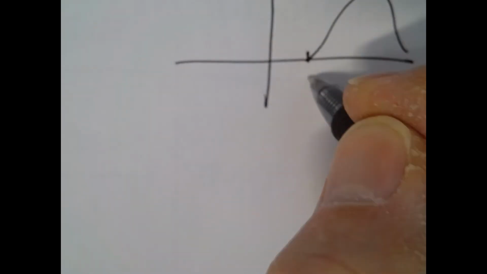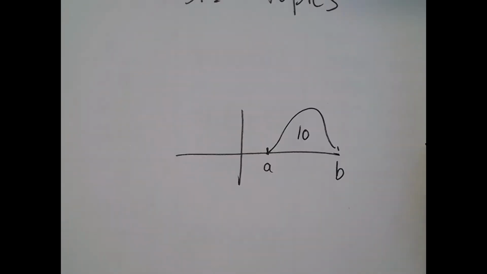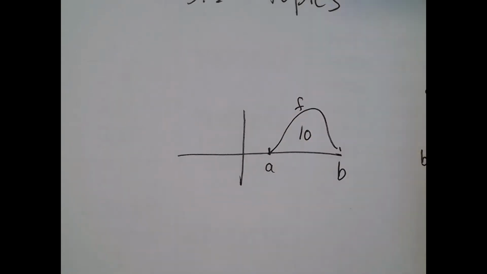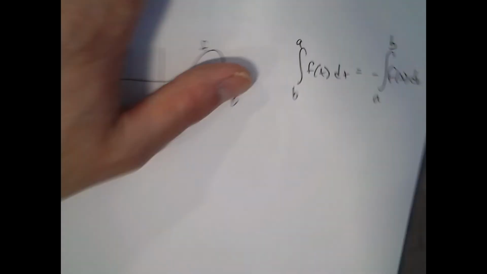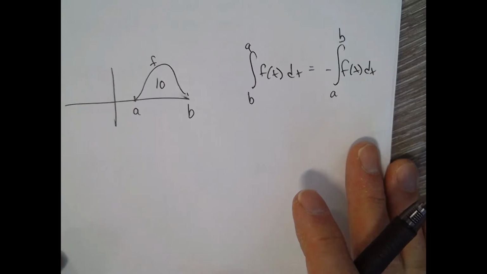So an example of that, if I'm trying to find the area from A to B under the curve, let's say this area is 10. If I went from B to A of our function, well then it would just be the same as from A to B, but it would be negative. So our answer would be negative 10. So if you want to switch these around, you can.